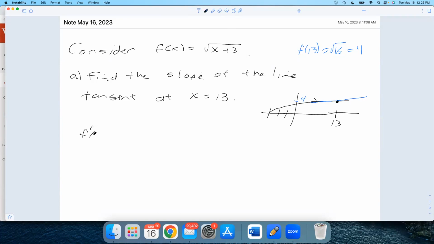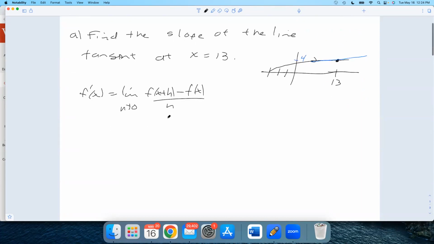So f prime as a function will be limit as h approaches 0 of f of x plus h minus f of x all over h. Now we could do this at a single point. I could just use 13. I could immediately find f prime at 13. I find it much easier to find the derivative as a function and then plug in 13 at the end. Okay, and there's going to be a lot of algebra in this. Prepare yourself mentally.